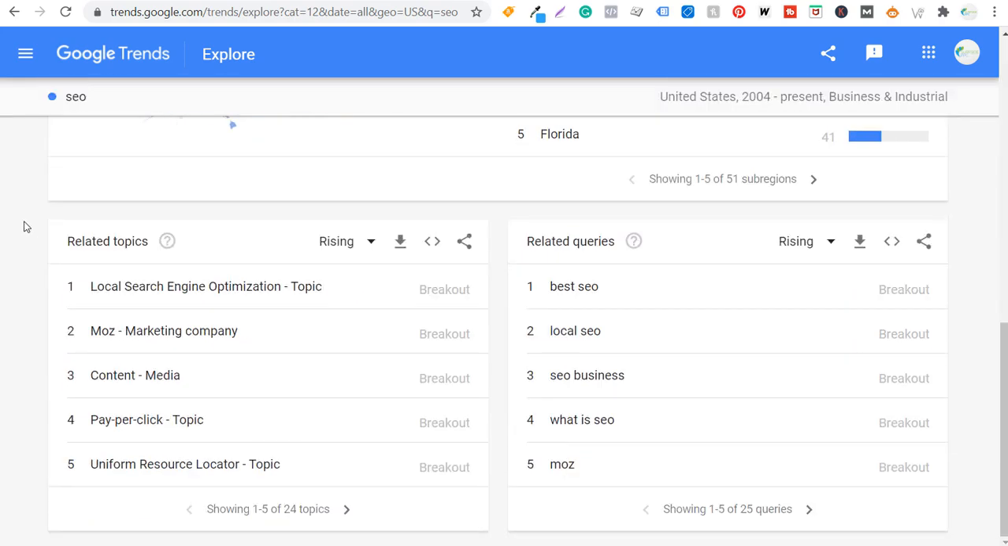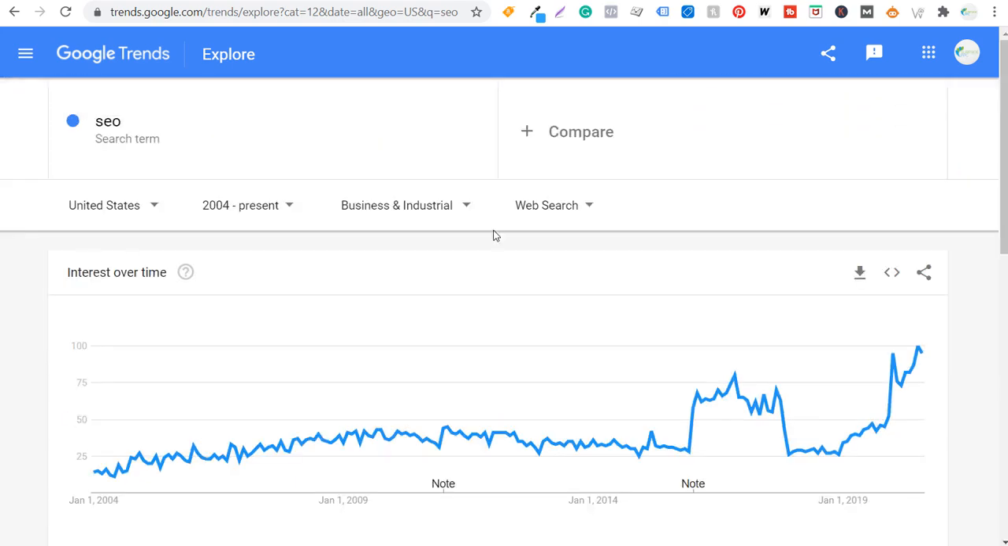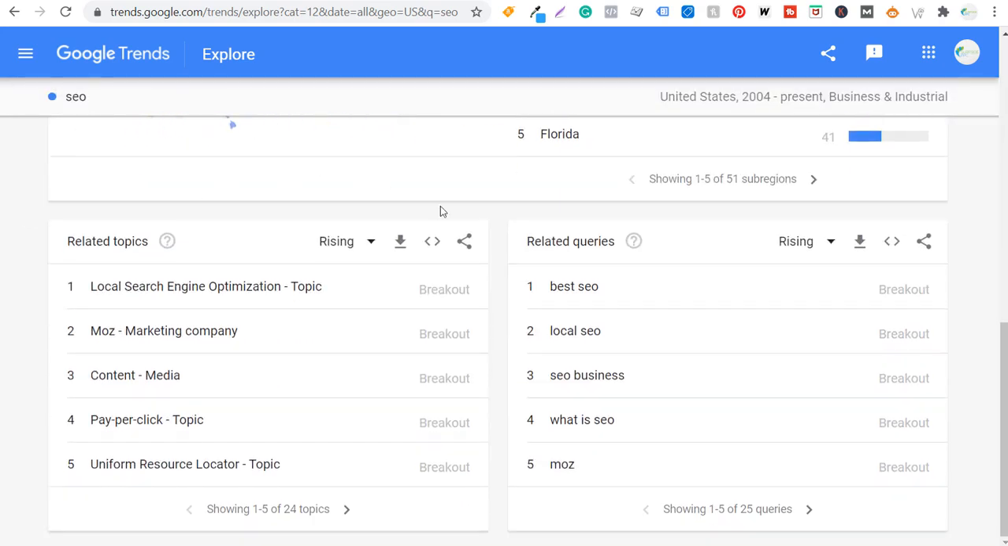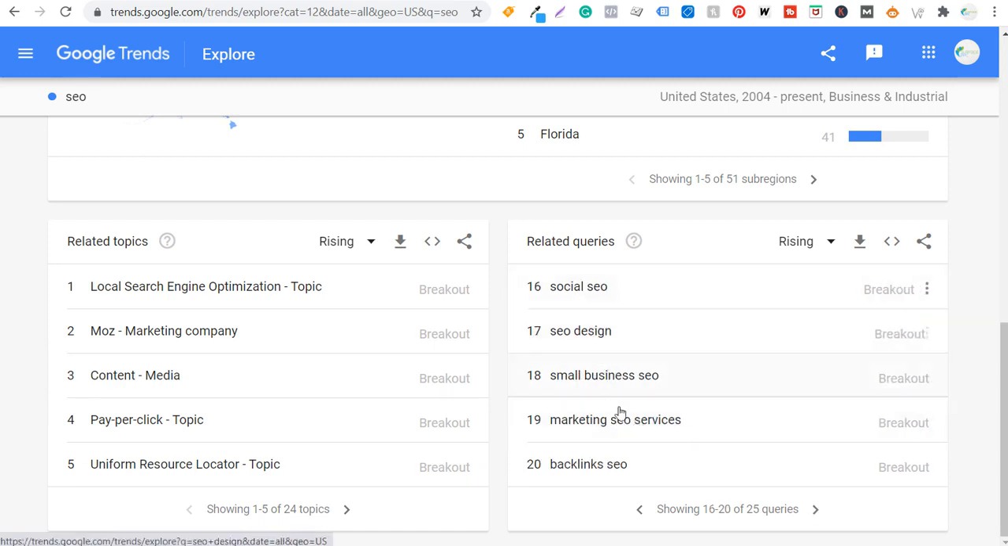So obviously, he has SEO in his name, so it's going to come up as a related topic or a related search query. But if you just focus on business and industrial here, it'll take out anything that might have overlaps in data. So if we come over here, you can see related search queries. They have 25 rising search queries.